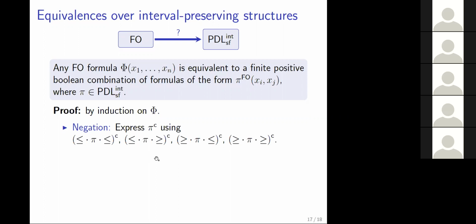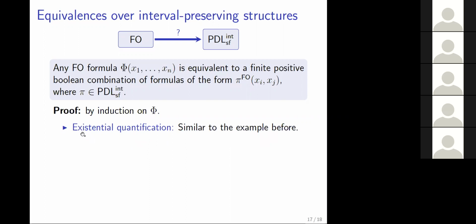But this is not an issue, actually, because the complement of pi is basically just the union of all those formulas plus some additional trivial cases, like if we are not in the domain of pi or something like that. Essentially, pi is the union of this. We can prove this just by writing up the definition of what it means to be interval preserving. And if pi is interval preserving, then that's it.